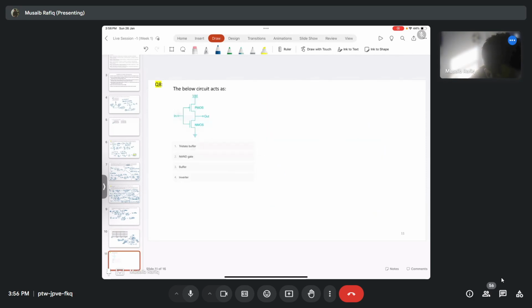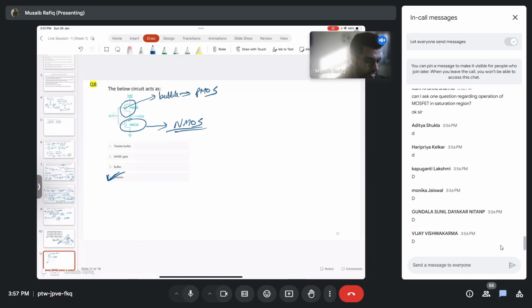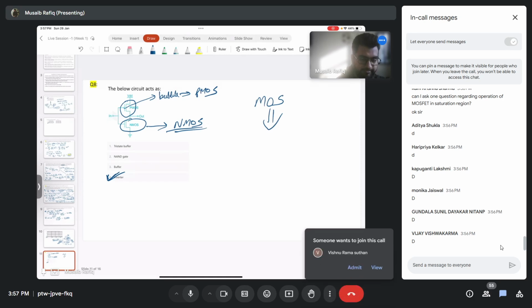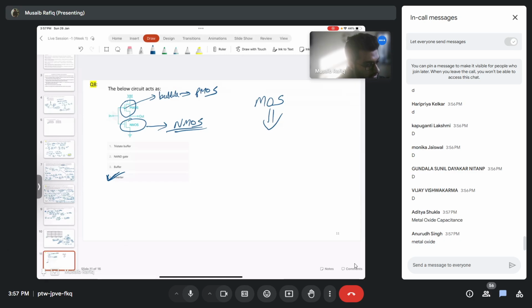Now, question number 8, I think I already showed the answer to it. The below circuit acts as an inverter. This is the PMOS, the bubble signifies a PMOS. This is the NMOS. What does MOS stand for? Yeah, it's metal oxide semiconductor. Thank you.